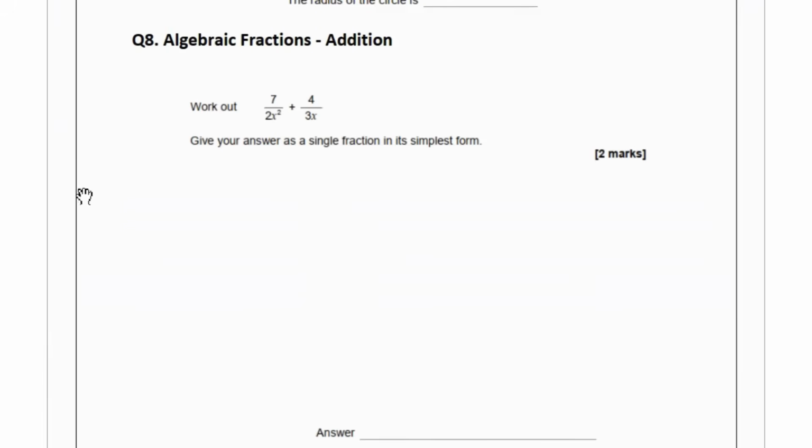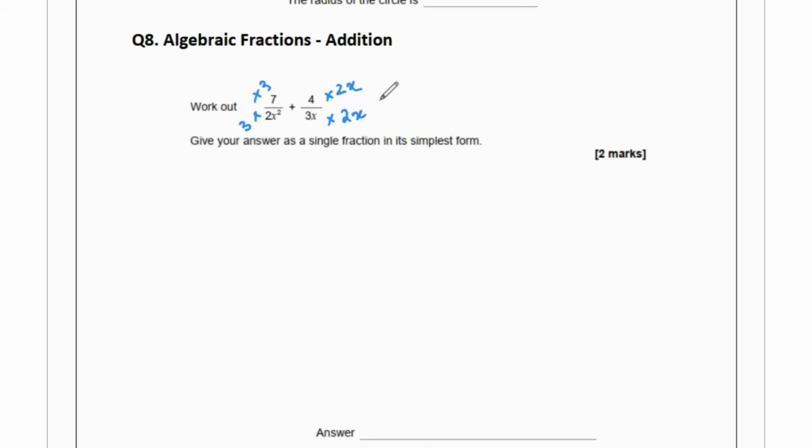So for this, what we'll do is you need to remember that when you're adding or subtracting fractions with unlike denominators, you need to make the denominator the same first. So to make the denominator the same in this case, we have 2x squared over here and 3x over here. So we can multiply the first fraction by 3 and the second fraction by 2x.